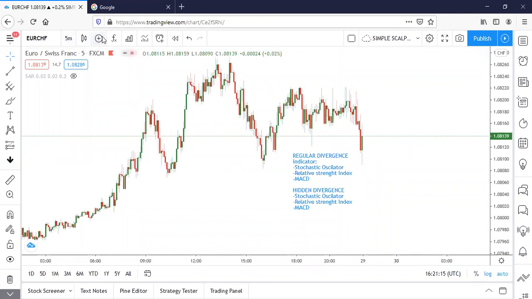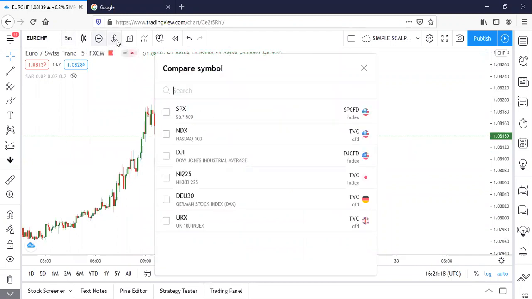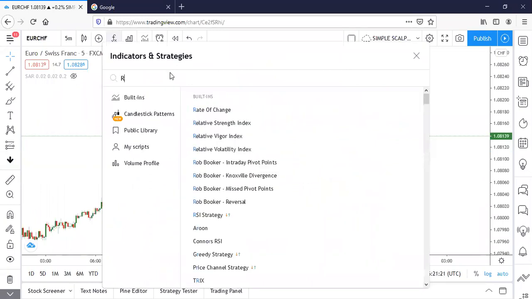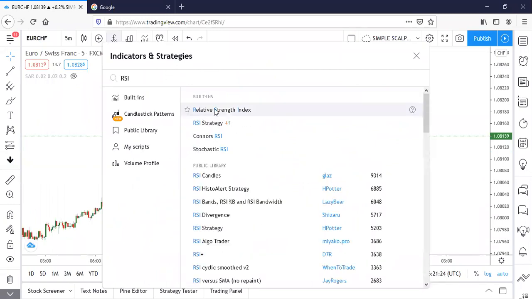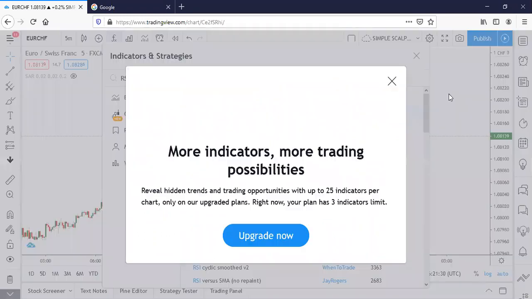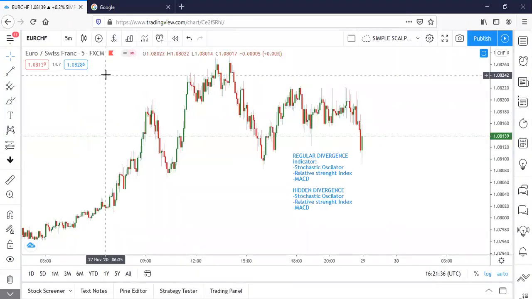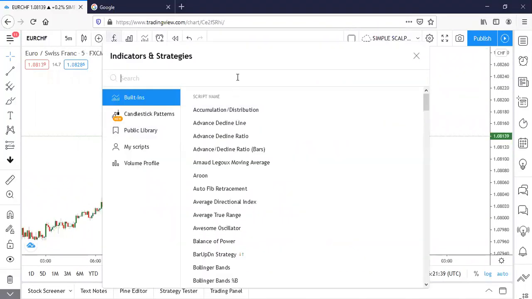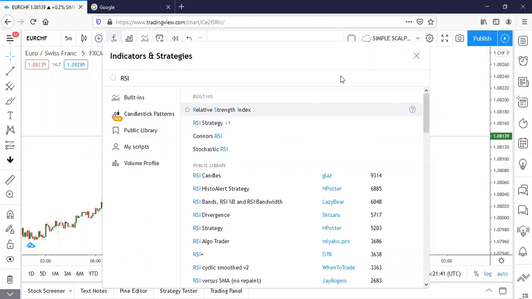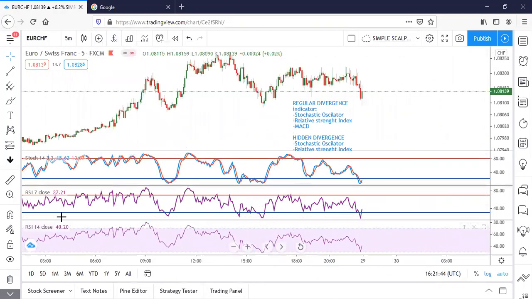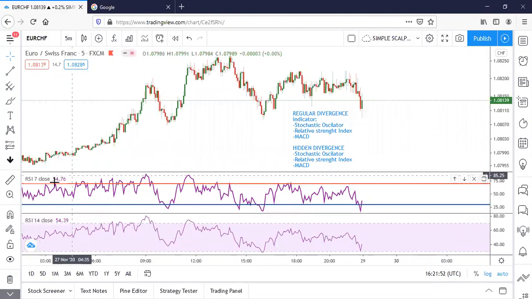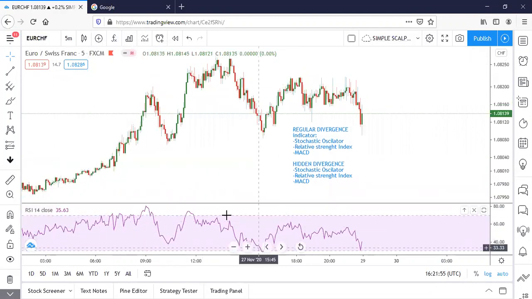Let me go to my indicator. RSI. You can do this on your MT4, on MT5, anywhere. Just a moment. Let me try to take all the ones I already have away.